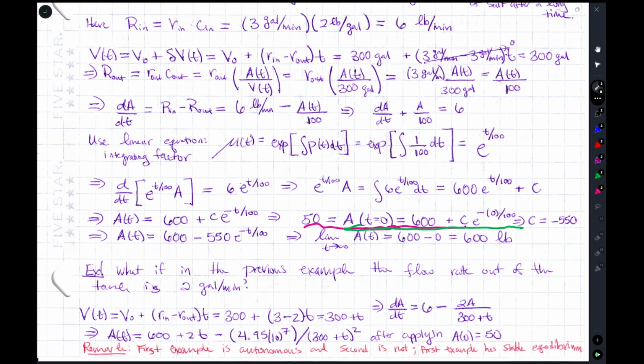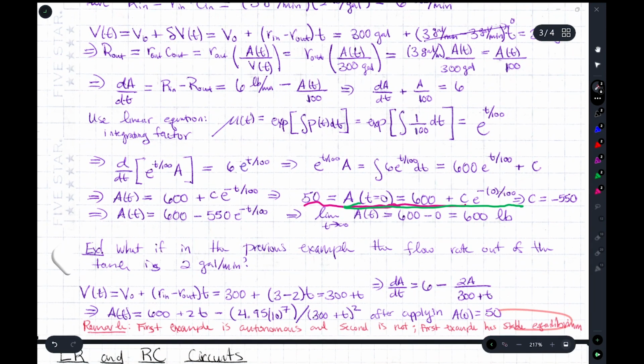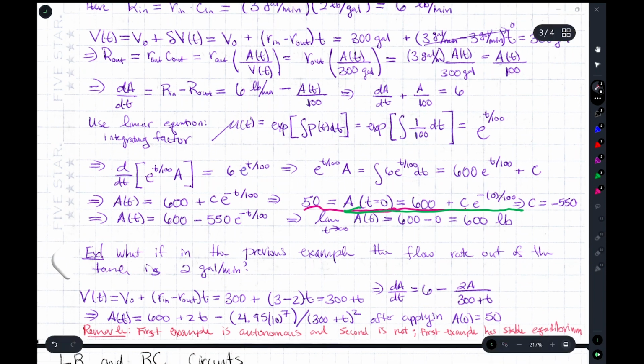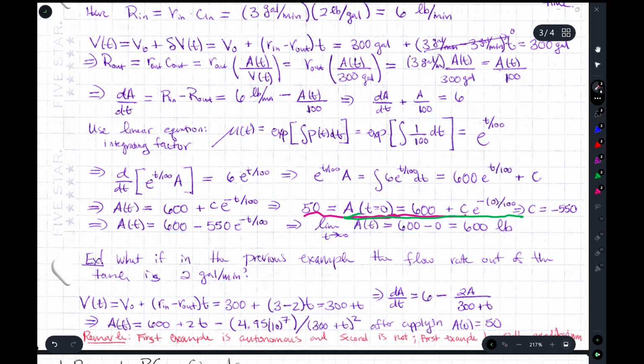We don't have that same equilibrium solution that's just constant. The first example has an equilibrium solution, and it's a stable equilibrium. If you start below or above that asymptotic amount of salt in the tank, then it'll go back to that asymptotic amount. So it wants to go towards the amount of 600 pounds. Whereas here, we don't see that.